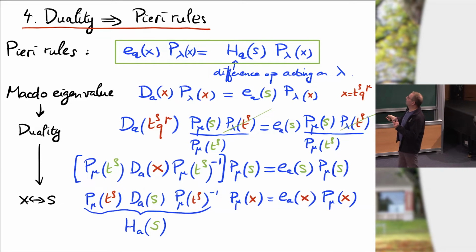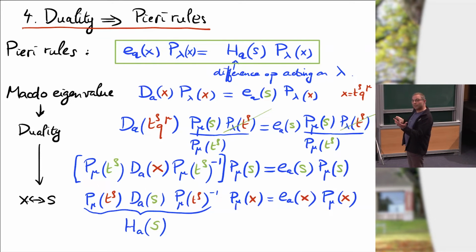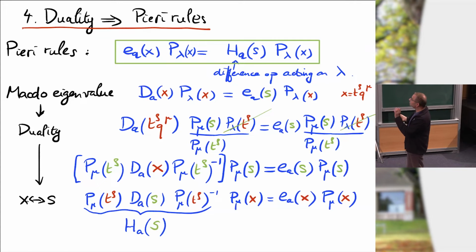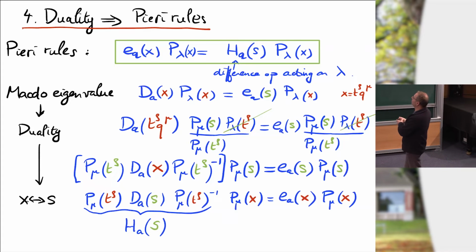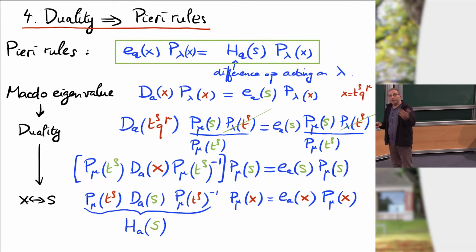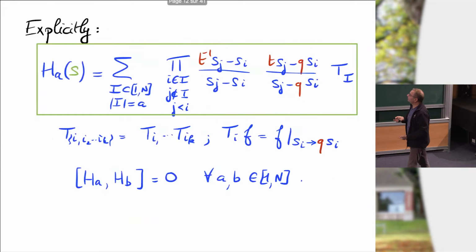But now the great thing is that S and X are just abstract variables, and I can interchange them. So if I just rename X as S and S as X, I get this equation here. So the D_A of S now, which is a difference operator in the S variable, conjugated by the correct object, is going to be exactly the generator of the Pieri rules for P_mu. So duality implies Pieri rules.